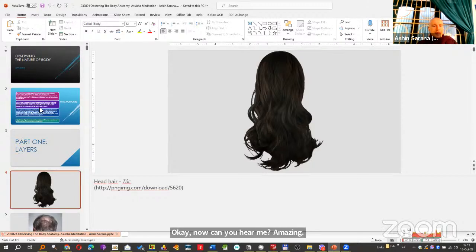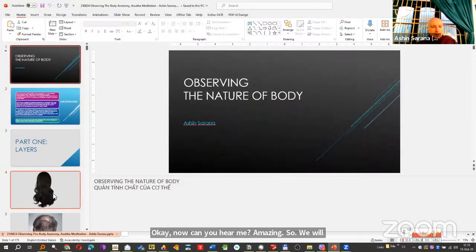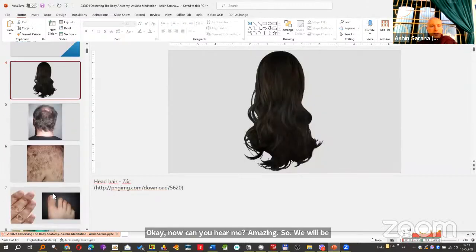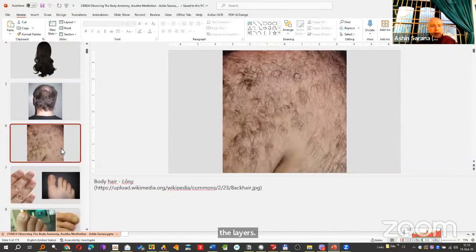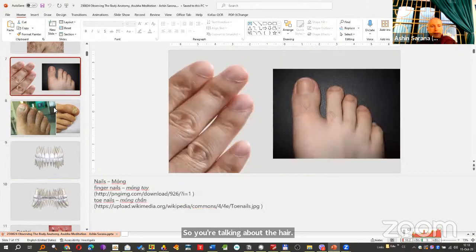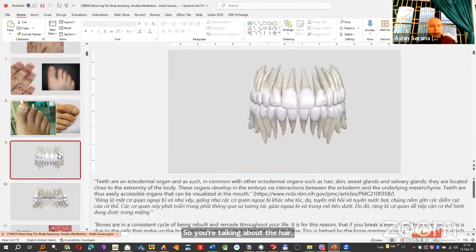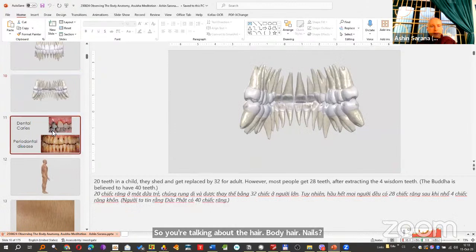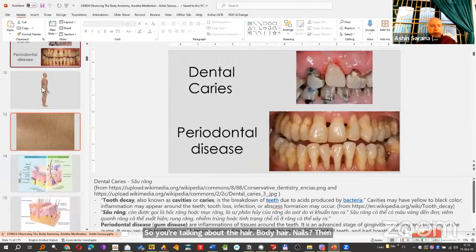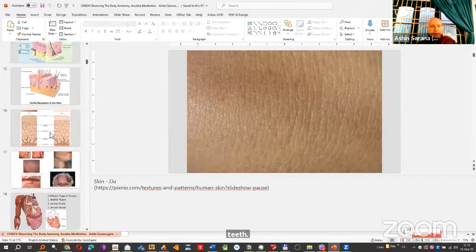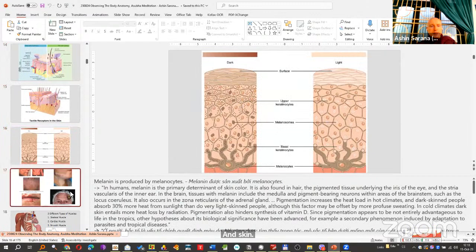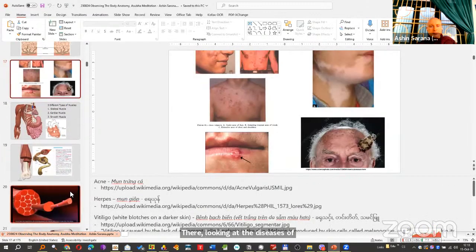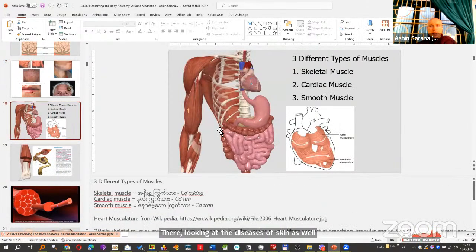So, we will be repeating a little. Yesterday we were talking about the layers. So we were talking about the hair, body hair, nails, then teeth, and skin. We're looking at the diseases of skin as well. And today we will be talking about the muscles.